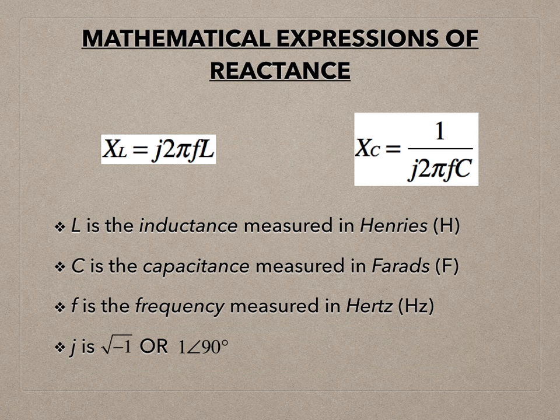As previously mentioned, we can mathematically represent inductive and capacitive reactance. Inductive reactance, denoted by X subscript L, is equal to J 2 pi FL, while capacitive reactance, denoted by X subscript C, is equal to 1 over J 2 pi FC. Here we must note that L is inductance in henries, C is capacitance in farads, F is frequency in hertz, while J is the square root of -1, or better yet, the value of 1 at an angle of 90 degrees.